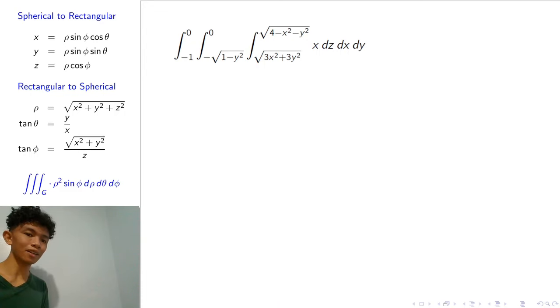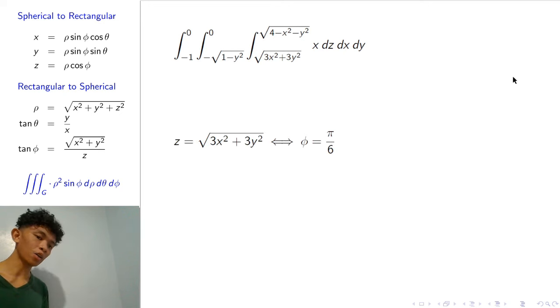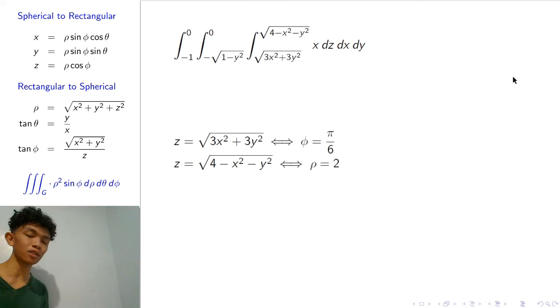One more example under this type, you have z equal to square root of 3x squared plus 3y squared, and z equal to square root of 4 minus x squared minus y squared. Now, from our previous example, this cone z equal to square root of 3x squared plus 3y squared is just phi equal to pi over 6. Now, z equal to square root of 4 minus x squared minus y squared is rho equal to 2. It's just a sphere centered at the origin of radius 2.